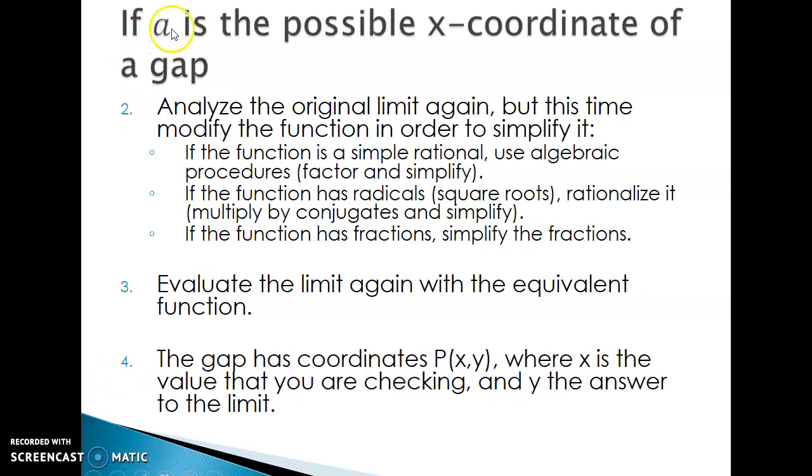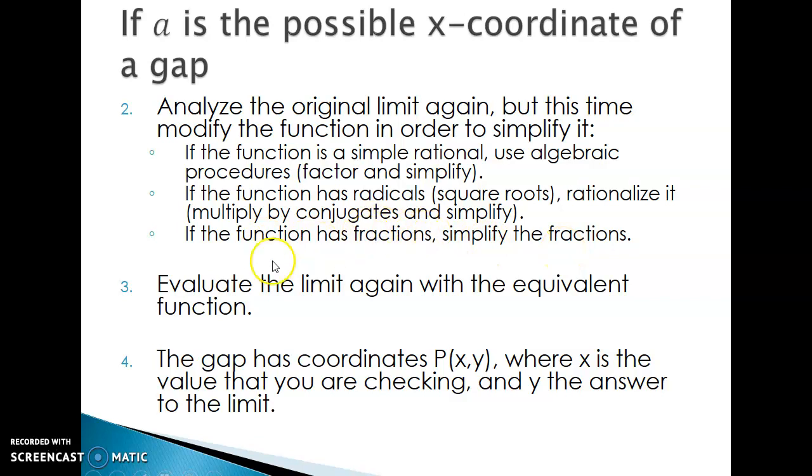The other option is that a is a possible x-coordinate of a gap. In this case, when you obtain 0 over 0, the second step is going to be to analyze the original limit again, but this time you need to modify the function in order to simplify it. Remember, if the function is a simple rational, that is, with polynomials, you use algebraic procedures, that is, factor and simplify. If the function has radicals, that is, square roots, you need to rationalize it, which is multiply by conjugates and simplify. And the third option is that the function has complex fractions, then you simplify the fractions.